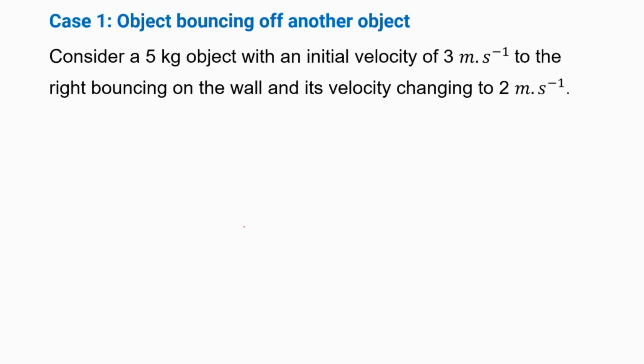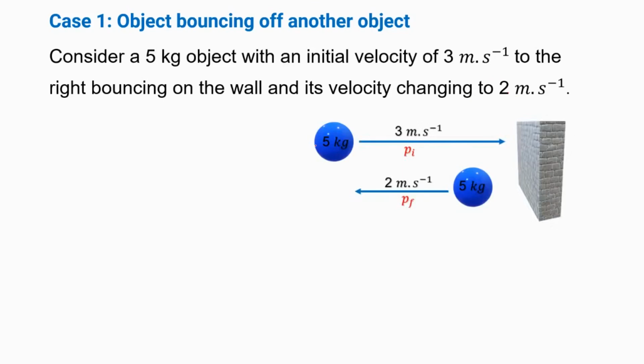Let's look at the first case. An object bouncing off another object. Now consider a 5 kg object, let's say a ball, with an initial velocity of 3 meters per second to the right, bouncing on a wall, and its velocity changing to 2 meters per second. So in this case, you see the ball will go towards the wall, then hit the wall, and then bounce back. Now we have the initial velocity, which is 3 meters per second, and then we have the final velocity, which is 2 meters per second. So here, using this, we can find our change in momentum.